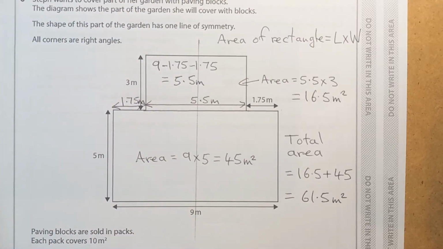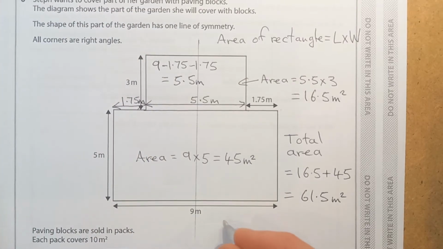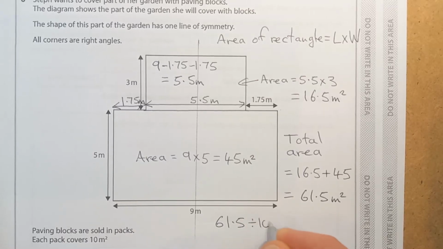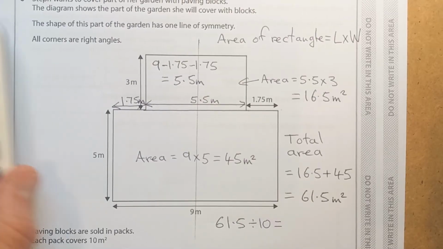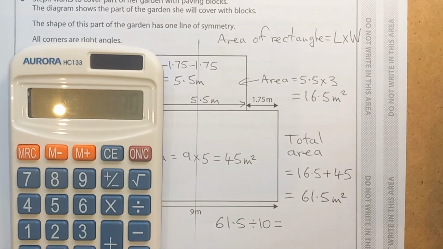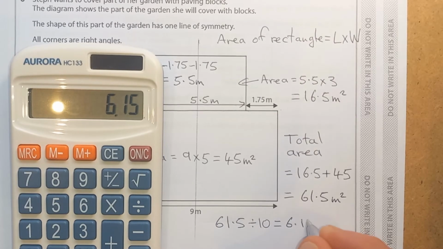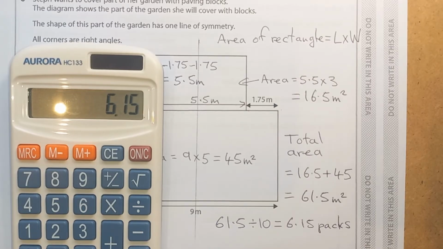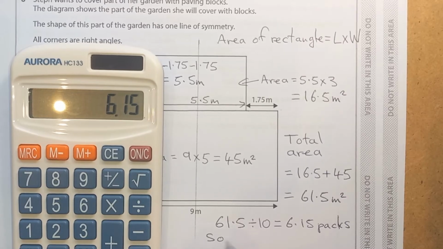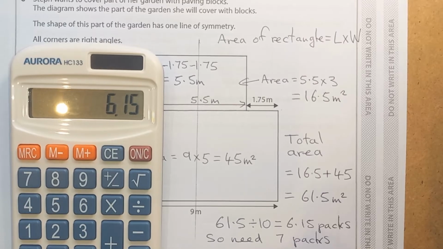Right. Each pack covers 10 meters squared. So if we divide our 61.5 by 10, that'll tell us how many packs we need. So 6.15 packs. Now you'll probably find it's quite hard to buy 0.15 of a pack. And if we buy 6 packs, we're not going to have enough. So we're going to have to go up to the next whole number. So we're going to need 7 packs.